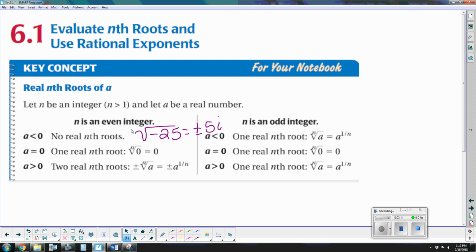If a is equal to 0, then we're looking at the nth root of a, the square root of 0. 0 times 0 is 0. And then if we're looking at the nth root of a positive number, where n is an even integer, we're looking at the square root of 25. And that gives us 2 real solutions. And that's plus or minus 5, which is 25 to the 1/2 power.